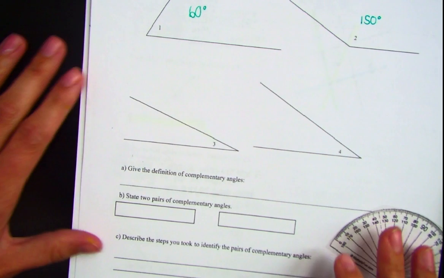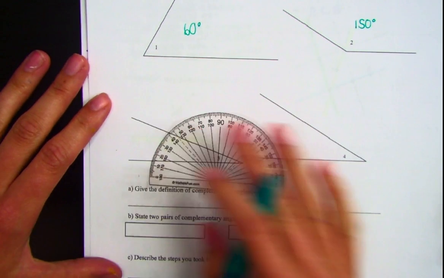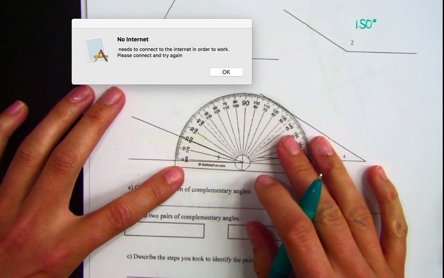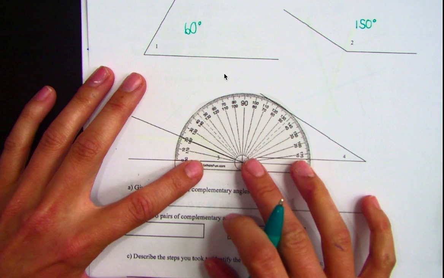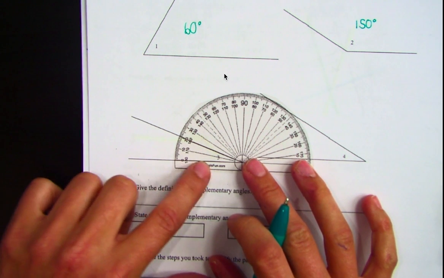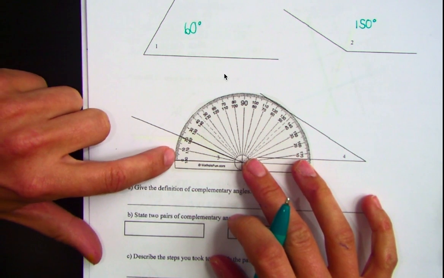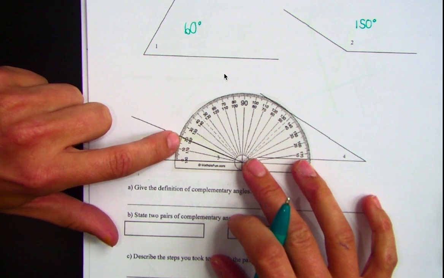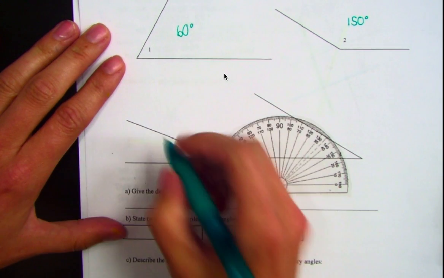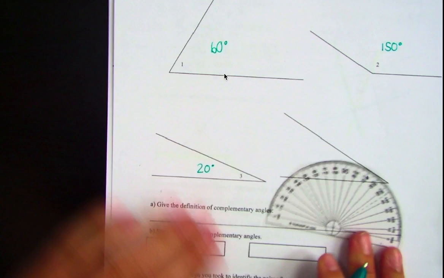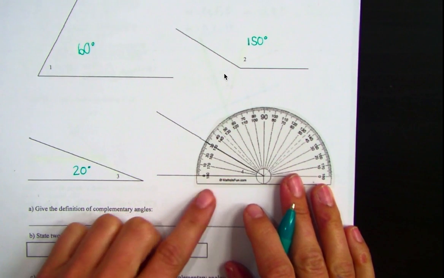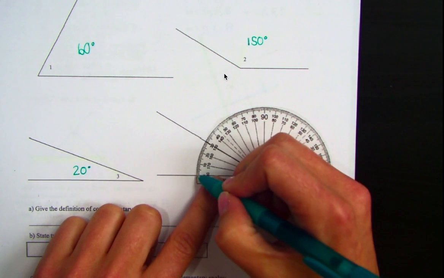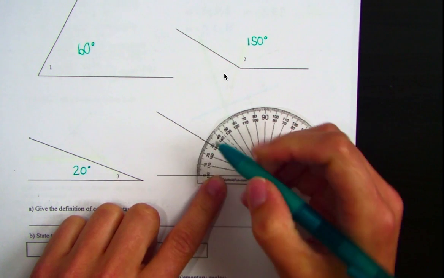All right, next one, I'm going to line up on my vertex. This time I have 0 on the left side on this side. So now I read the outside numbers. This is a 20-degree angle. And then for our final angle, again, lining up the vertex, starting at 0, this is a 30-degree angle.